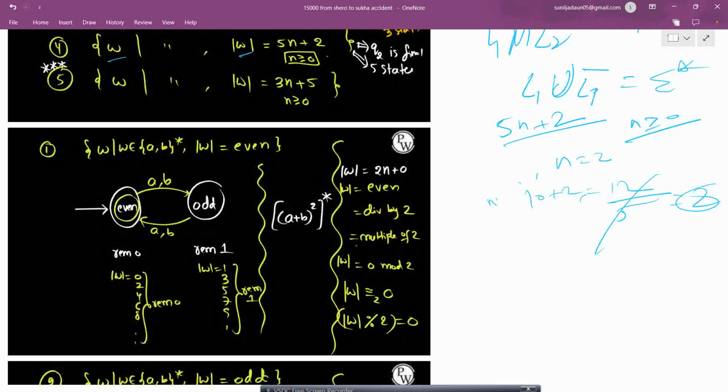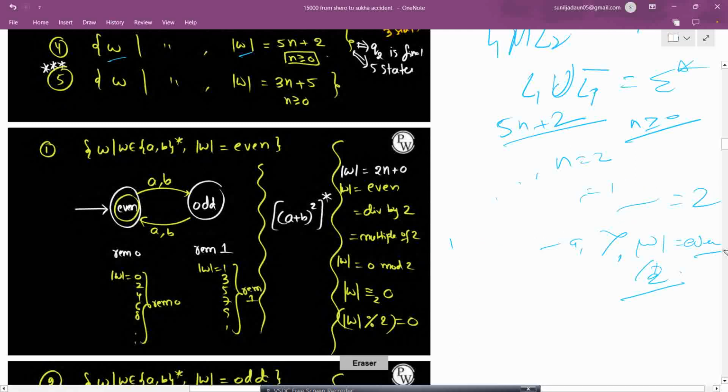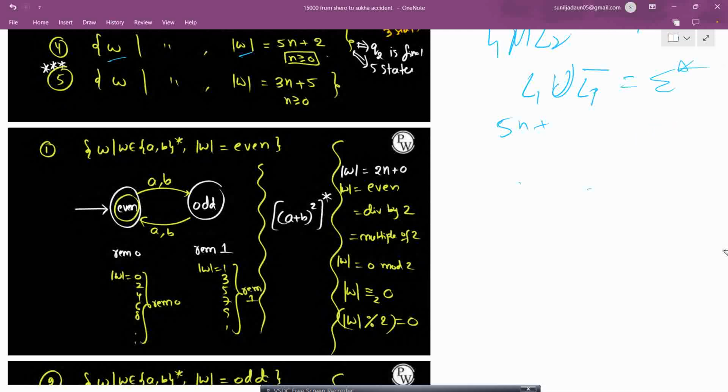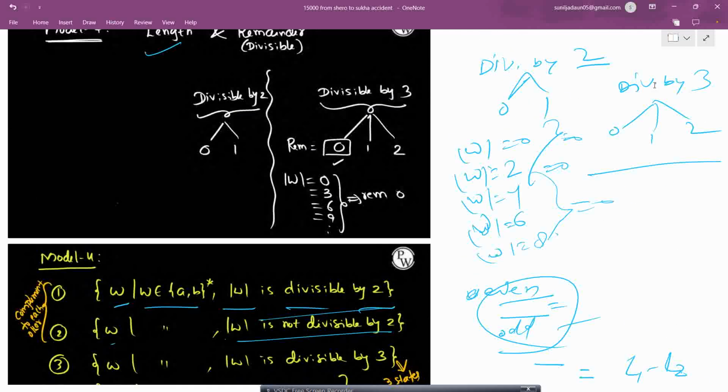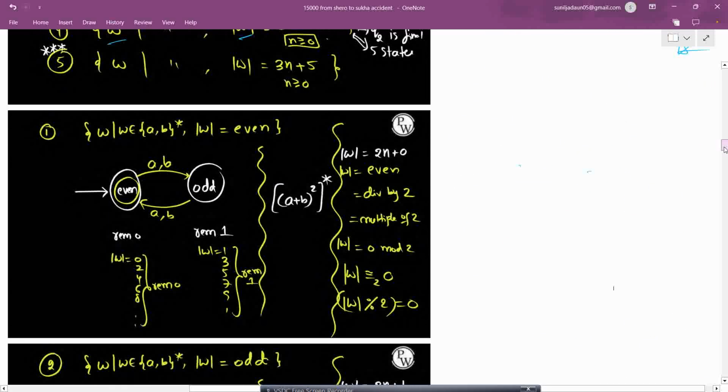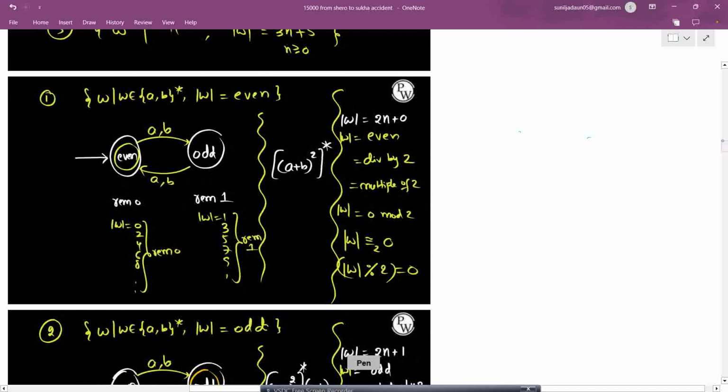So what is this called? First, W belongs to (a,b)*, and the length of W is even, right? So even and divisible by 2 is the same thing, right? How will we do that? This is some basic or common sense thing, all right? If the length of W is even, so how can we do that?